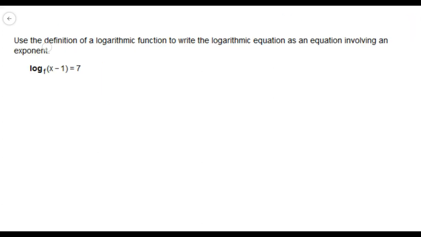This example says, use the definition of a logarithmic function to write the logarithmic equation as an equation involving an exponent. So once again, we need to make sure that we understand the relationship between logarithmic equation and exponential equation. So anytime we have a log equation, it's going to be something like this. Log base b of x equals y.